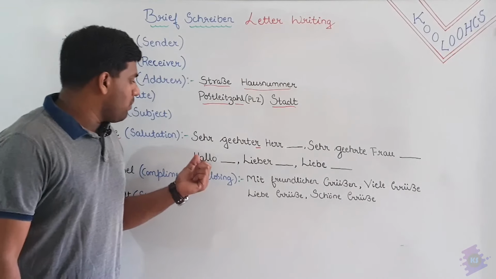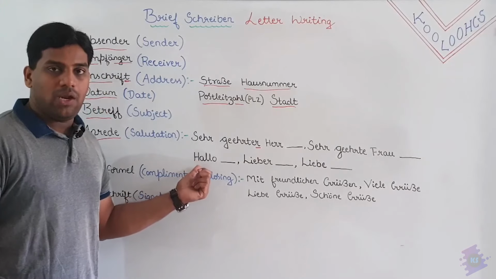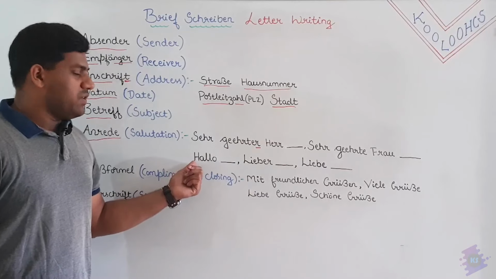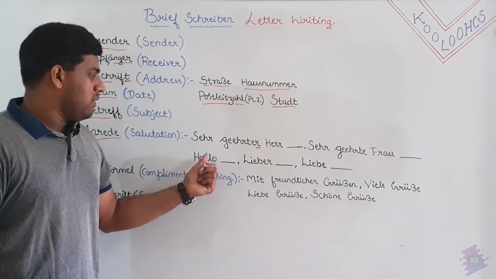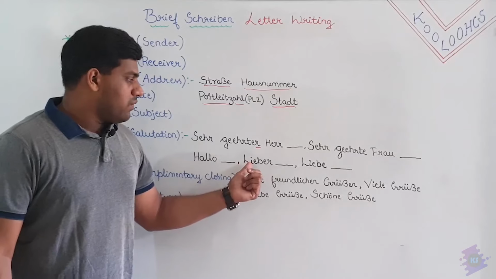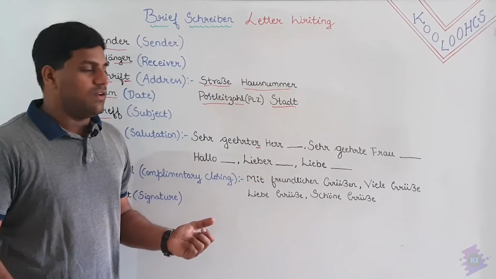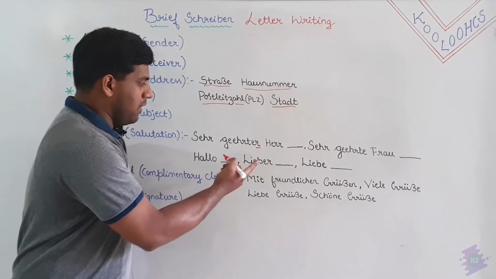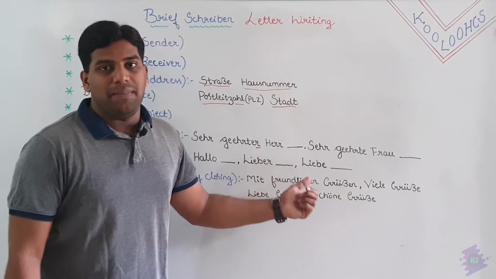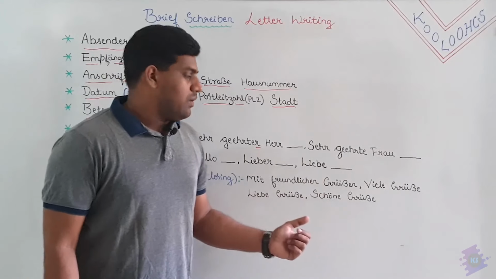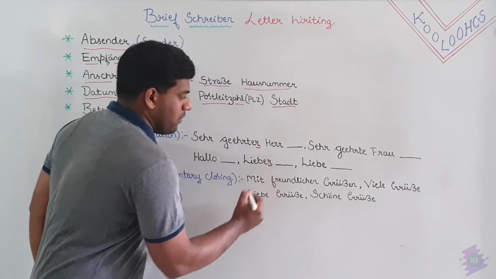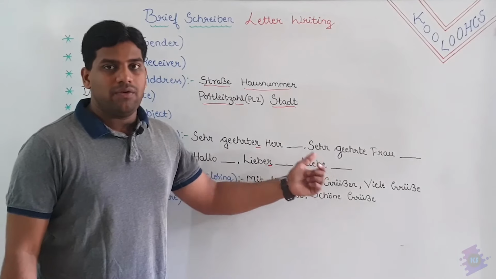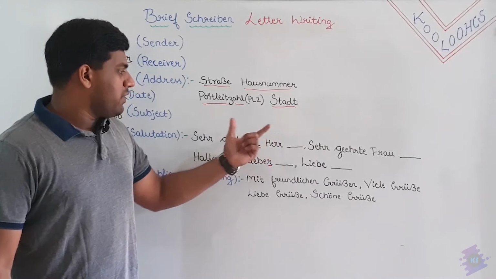The informal way would be just hello and the name. No Mr. or Miss will be here. And next, you can also use this for the informal way of addressing. Lieber for a male name, and for a female name it will be liebe. So this R ending for a male name and no R ending, just liebe for a female name. So these are the different ways of salutation.